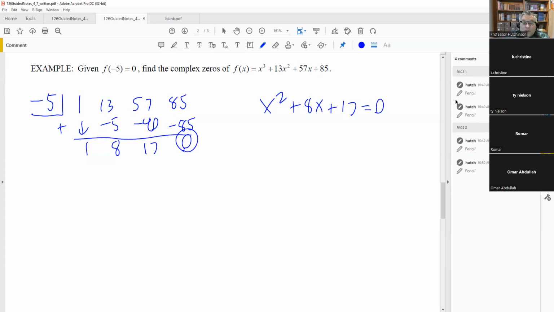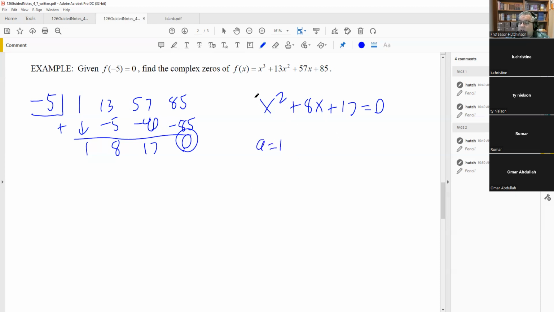Now, what makes this problem different than the ones that we did in the previous section is that in the previous section, we were able to factor this, but unfortunately this time we can't. There's not two numbers that multiply to make 17 that add to be 8. So because of that, we can't factor this. So instead, if you can't factor it, then you got to use quadratic formula.